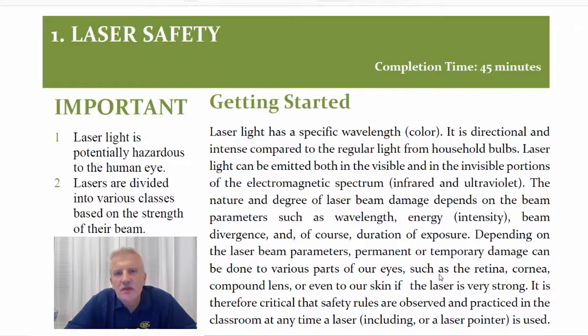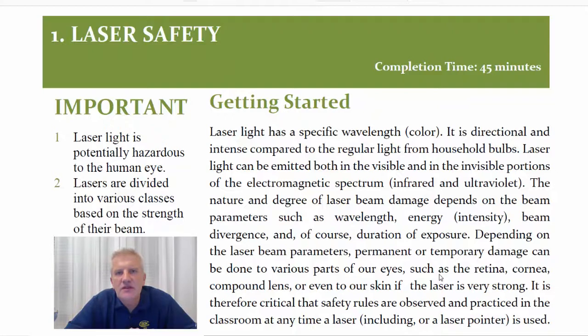So it's very important to address the issue of the safety in a photonics lab so that we avoid or prevent any kind of injuries to the personnel that is operating the lasers. There's different types of lasers. Some of them are emitting light in a visible spectrum. Some of them are emitting light in an invisible spectrum, either ultraviolet or infrared.